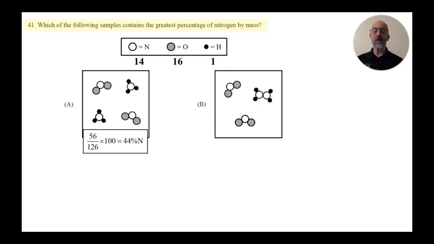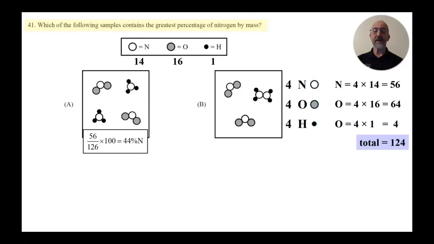Now, I also see 4 atoms of nitrogen. I see 4 atoms of oxygen, but this time I have only 4 atoms of hydrogen. So my total mass will be slightly less than 126. So 4 times 14, 4 times 16, and then 4 times 1. Since my total mass is 124, but I still have 56 for the nitrogen, my prediction is that I will get a slightly higher percentage of nitrogen by mass. And when I do that math of 56 divided by 124 times 100, I get 45% nitrogen by mass.